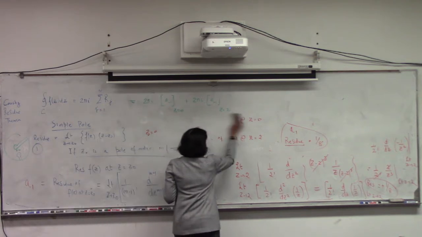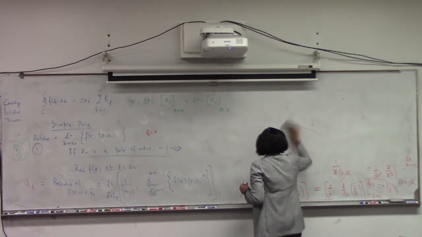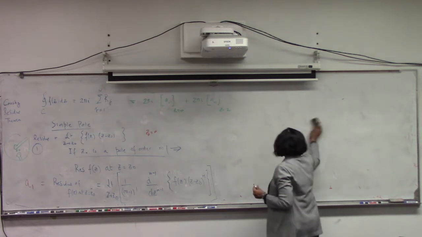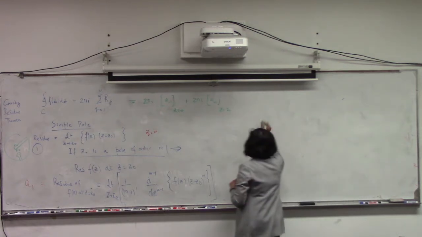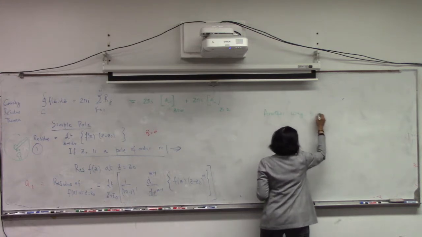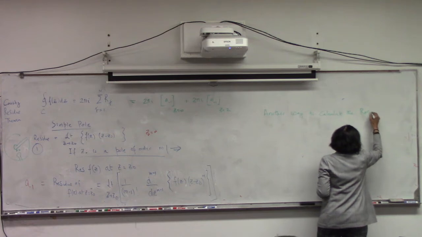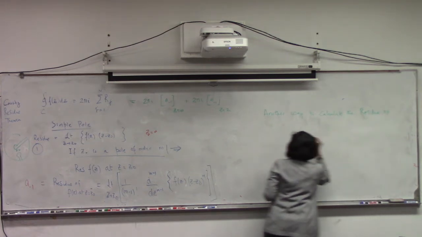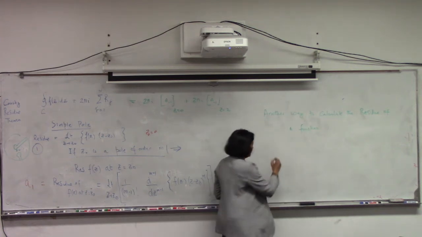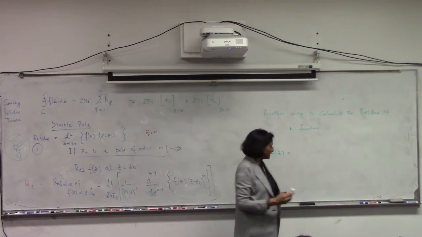So I'll give you one more formula, which is also useful. This is useful when you have rational expressions in the denominator, or trigonometric functions, sine z, cosine z, and stuff like that.